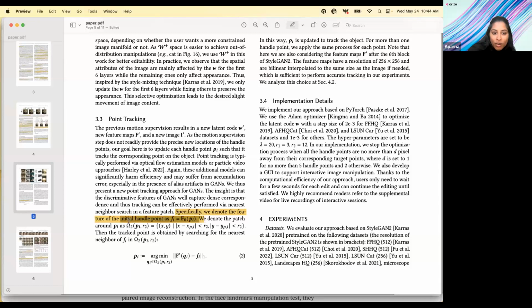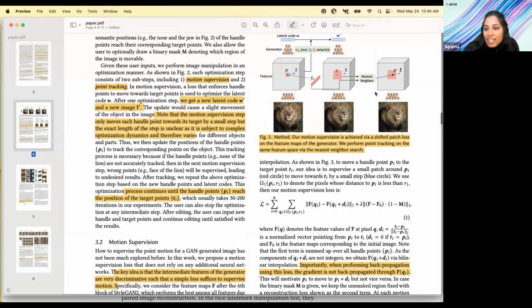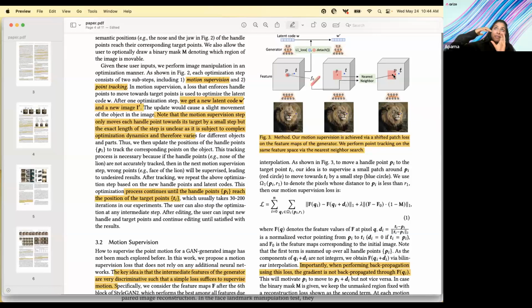We denote the patch around Pi as whatever this is, obtained by searching for the nearest neighbor of Fi in this space over here. My take of this was that once it has the feature patch, it then does a nearest neighbor and then identifies, using shifted patch loss, what the new P point over here should be. So it's almost like it's generated a space of all of the possibilities.